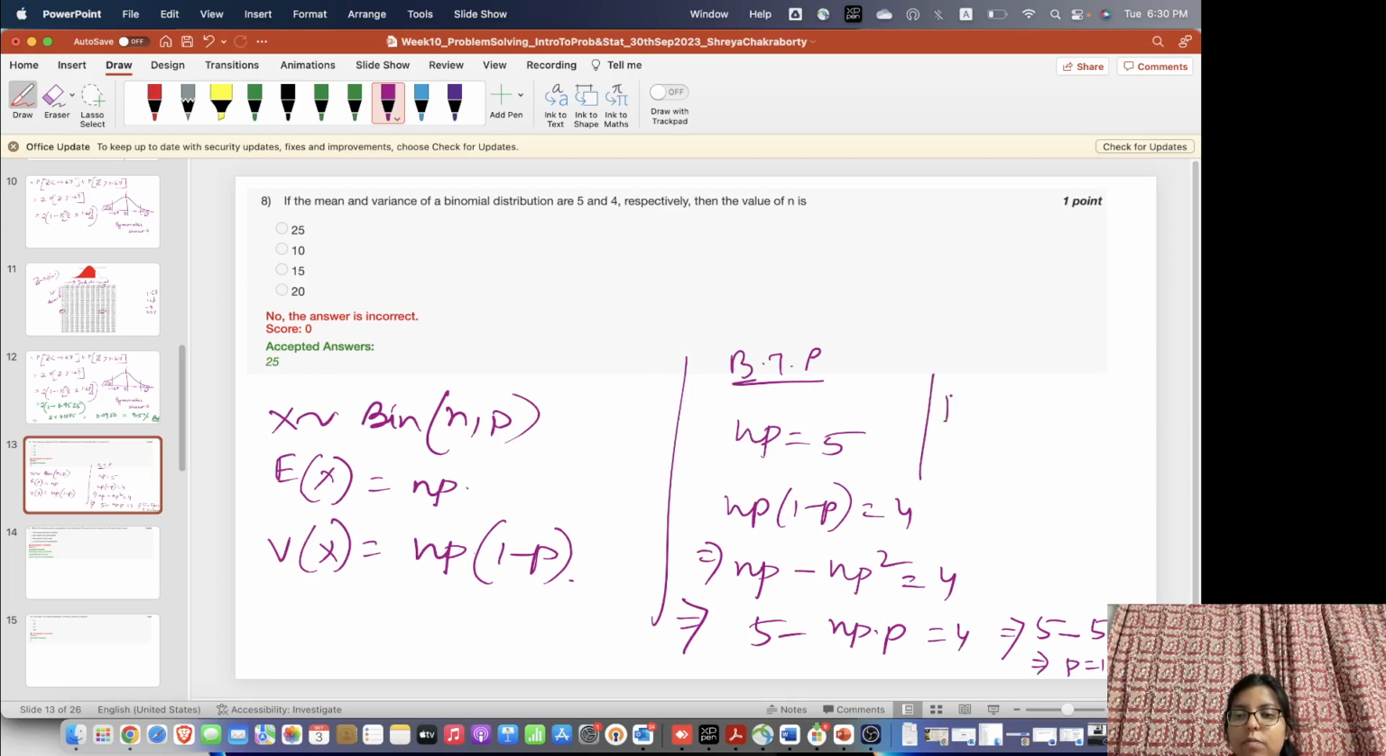Alright. If p = 1/5, then n = 5 times 5, that is 25. This is the answer.